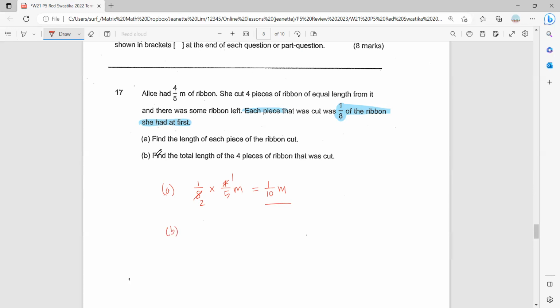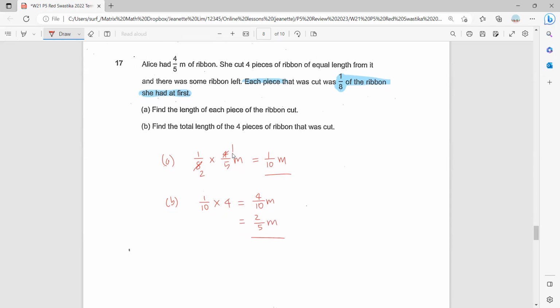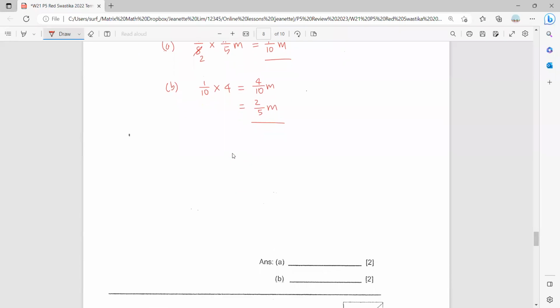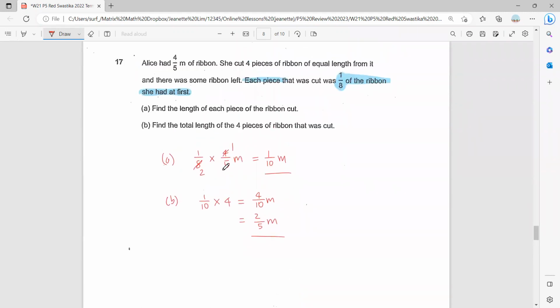That's for part A. Now for part B, find the total length of 4 pieces of ribbon that was cut. So I just need to times 4. When you times 4, you times the numerator. So this can be simplified as 2/5. All right, so these are the answers. 1/10 meter for one piece, and 4 pieces will be 2/5 meters. Okay, that's all for the paper.